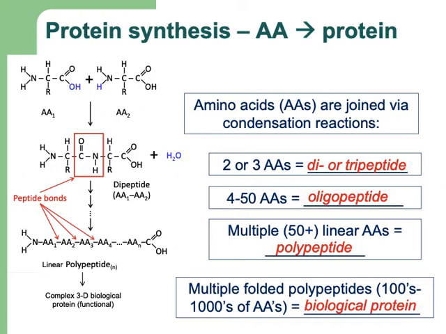Referring to the figure on the left-hand side, we see at the bottom a linear polypeptide. Once the linear polypeptide folds into a complex three-dimensional biological protein, it now has a function. If it stays as a linear polypeptide, it is not in a functional form. In this case, we need to fold it and create a three-dimensional biological protein that carries out a function within the cell. This only happens based on the DNA sequencing that's coming and telling the protein to fold.